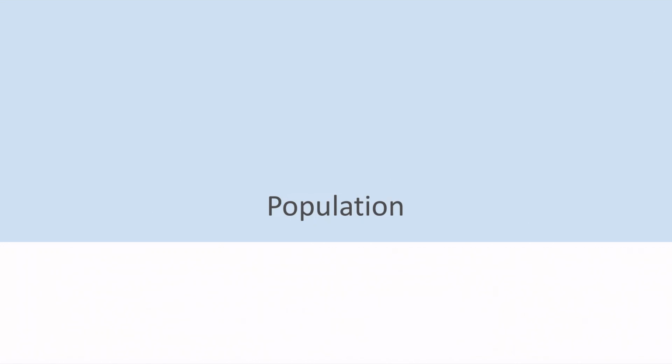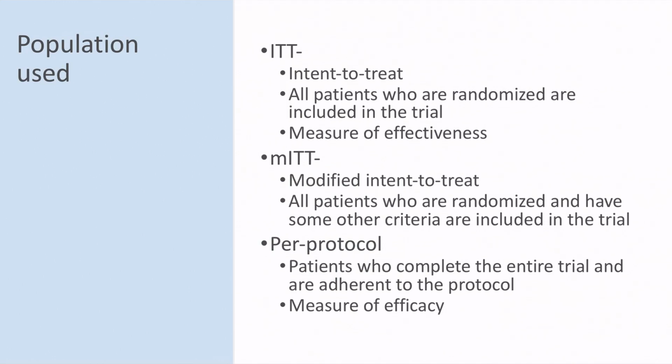Moving on to population. Population is also important because this actually affects both your internal validity and your external validity. It affects your internal validity because if you don't have a specific enough population, then it could be that you're treating patients who don't have the disease state, or it may be that you're including way too many patients that may be outliers or safety concerns.